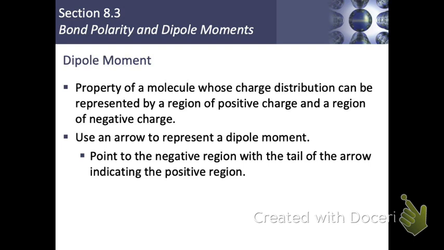So if a molecule is polar enough, or if it has a charge distribution that is polar enough, it gets what's called a dipole moment, which sounds more dramatic than it actually is. Okay? If we have a region of positive charge and a region of negative charge, that's what we consider a polar molecule.